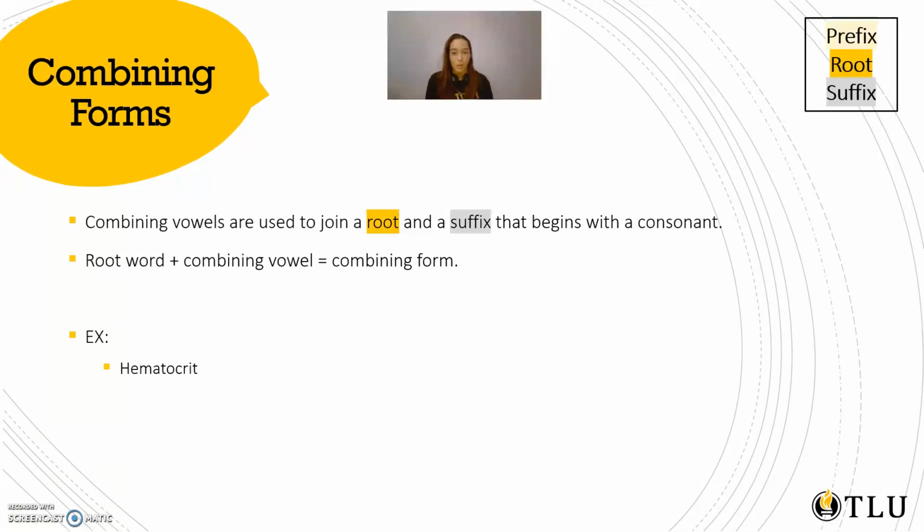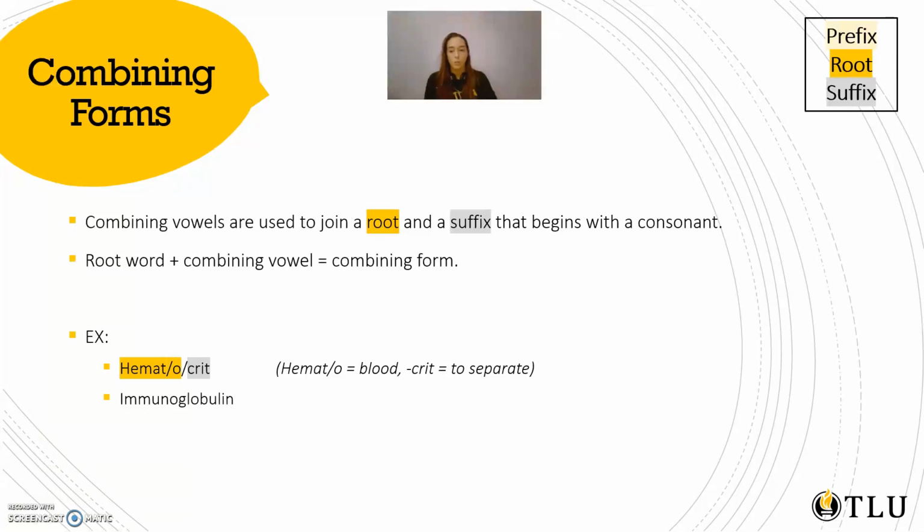My first example is hematocrit. Breaking that down, notice I only have a root and a suffix. I don't have a prefix. Hemat means blood, and crit is to separate. Because my suffix starts with a consonant, I need a vowel after my root word, so O is added. A combining vowel can be any vowel, A, E, I, O, or U. O is the most common.